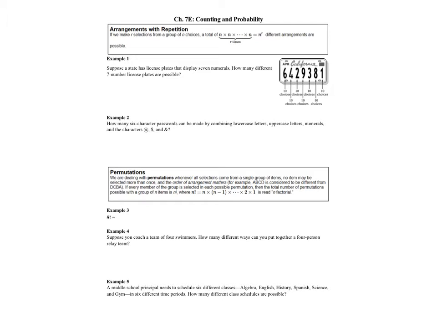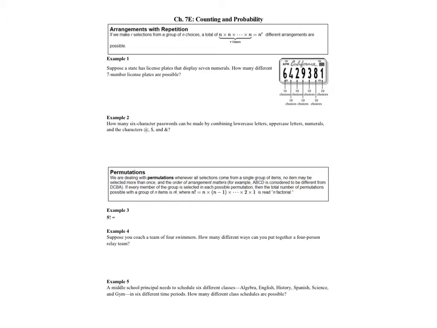Our last lesson will focus on counting and the probabilities that are associated with it. When we count things or we order things in a certain way, all we're doing is multiplying different possibilities. And so what that means, if you look at example one, is this. It says, suppose the state has license plates that display 7 numerals. How many different 7-numbered license plates are possible?